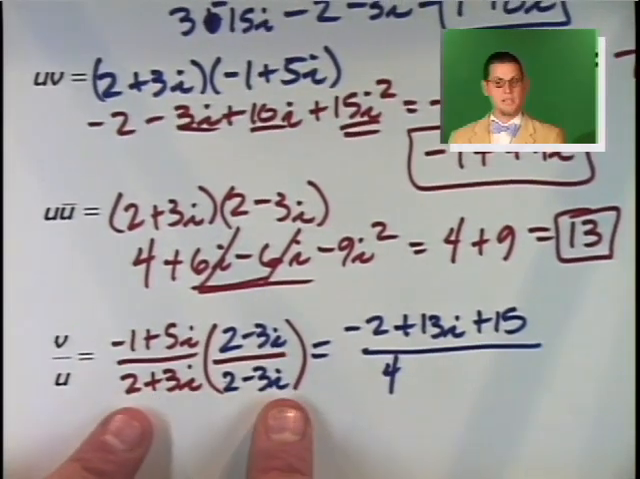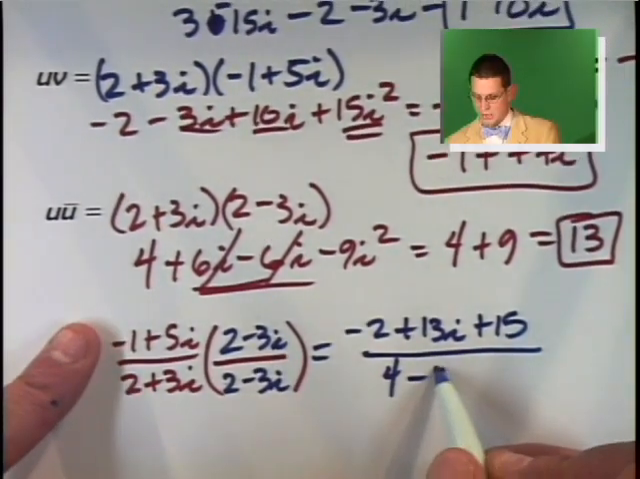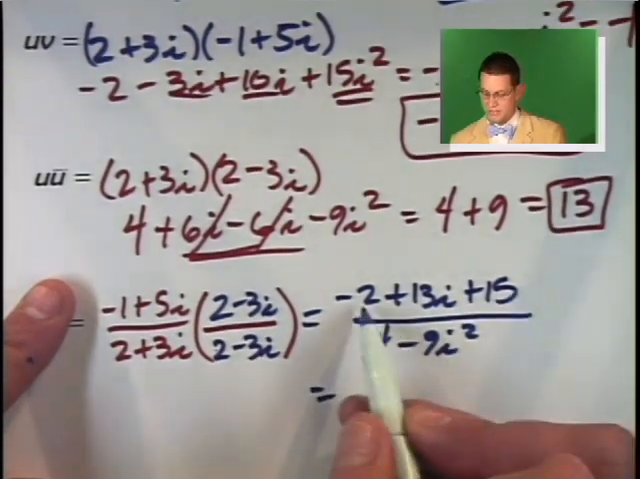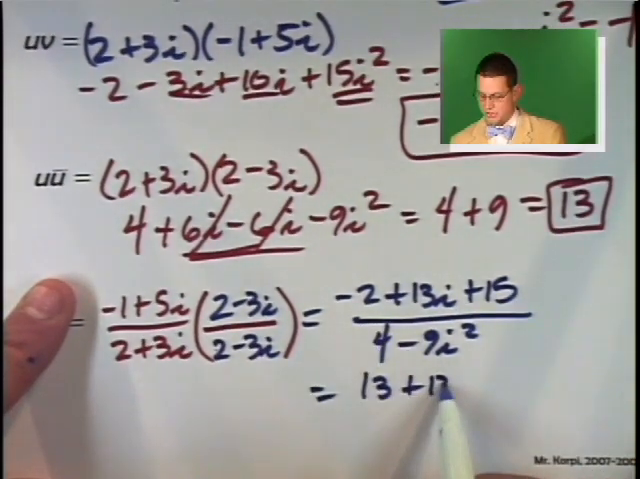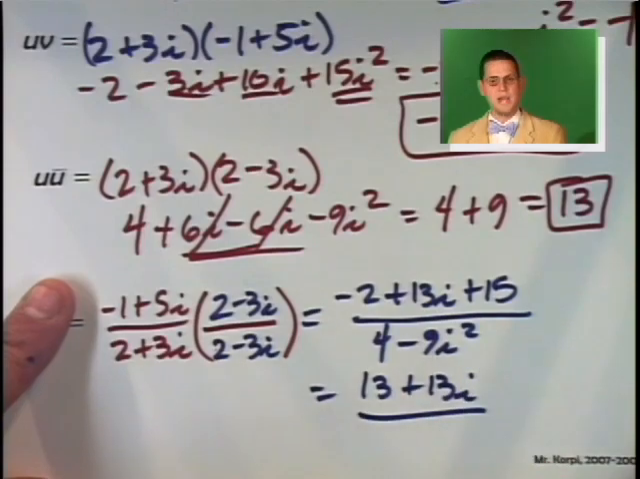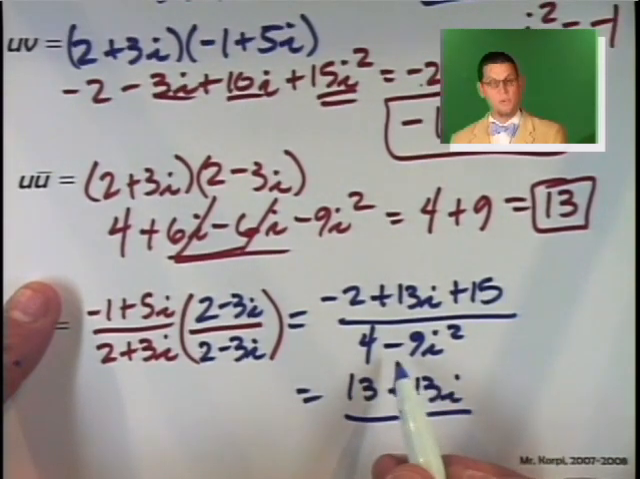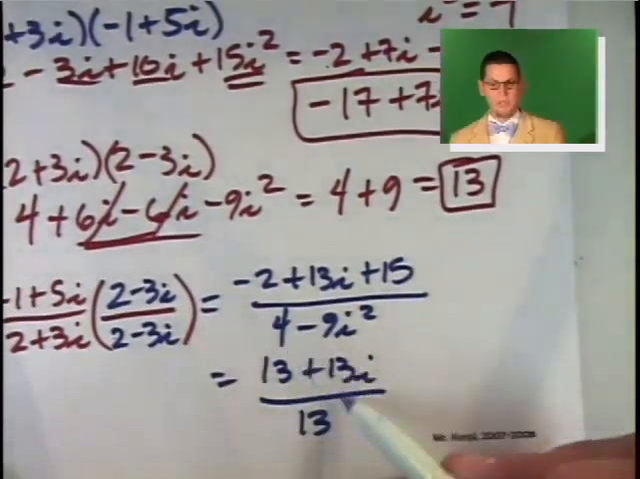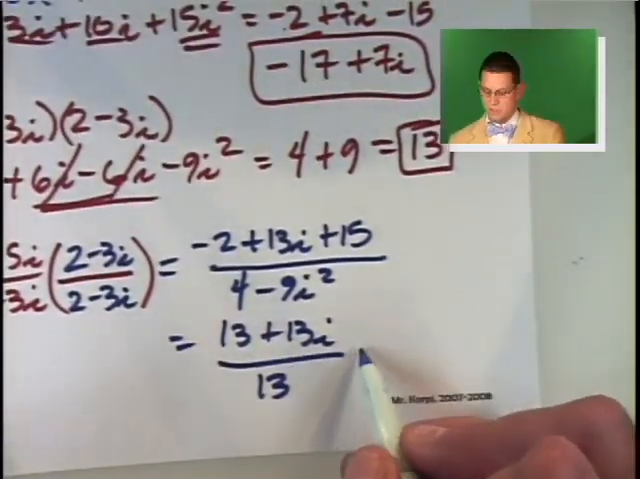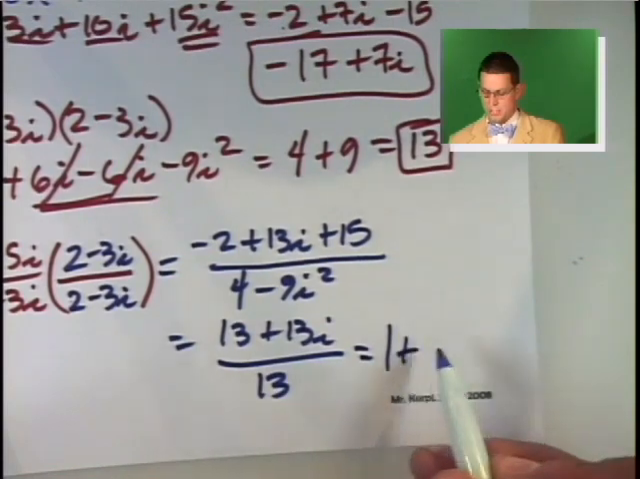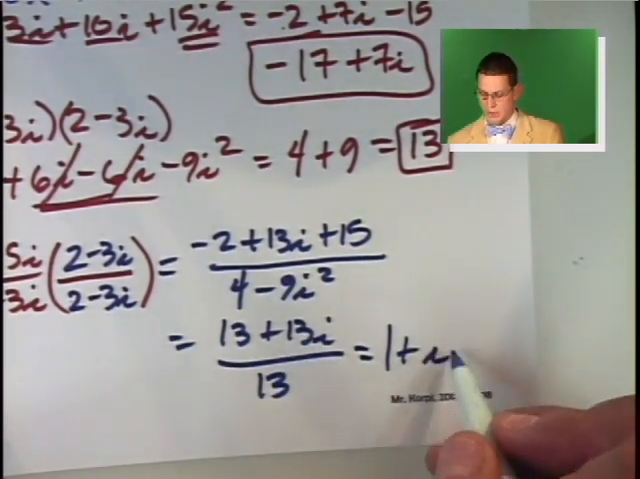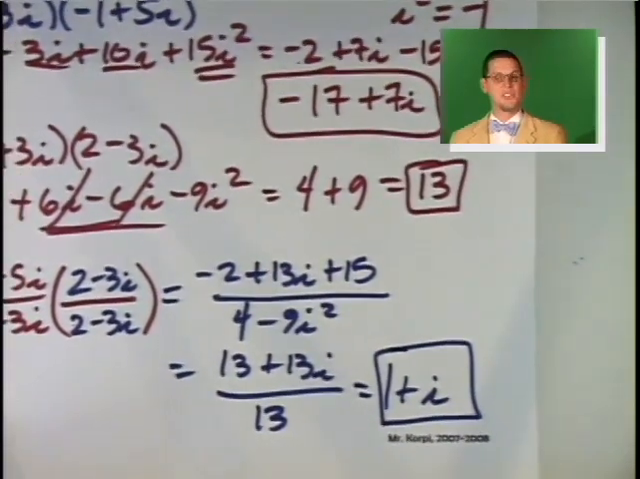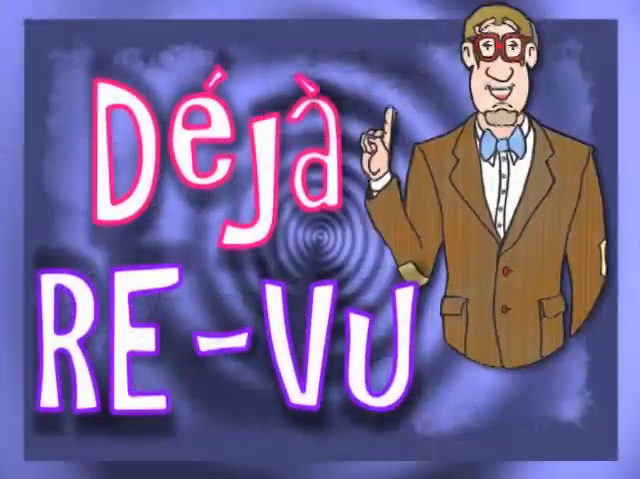Your 6i and minus 6i's go away, and we're left with negative 9i squared. Now in the numerator, notice what happens. 15 minus 2, that's 13 plus 13i. And at the bottom, i squared is negative 1. So that's really 4 plus 9, which is 13. And we're almost there. I can split up the numerators now. 13 divided by 13 is 1, plus 13 divided by 13 is 1i. So that simplifies to 1 plus i, and that's standard form.